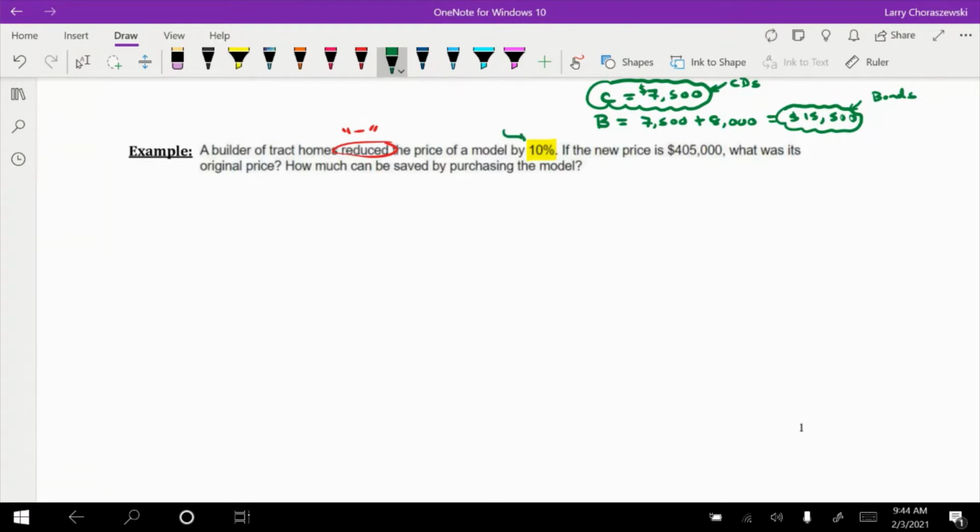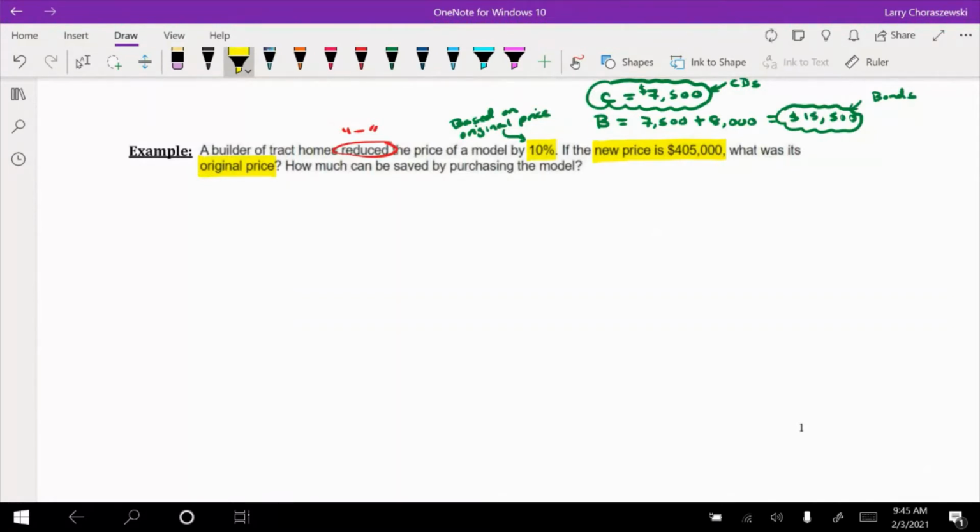Okay, so let's maybe make a note that that's based on original price. It says here that the new price is $405,000. So that's after we've taken 10% off the original price. That's the value that we would get. And of course, the big money question is, what is the original price? So we want to figure out the original price. It's not provided to us, obviously.